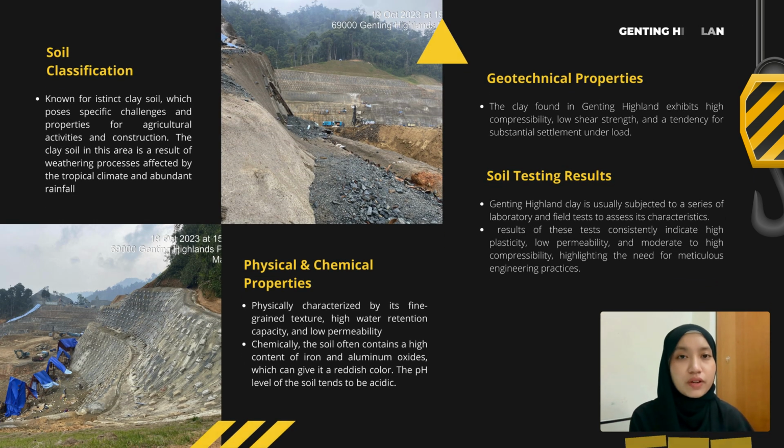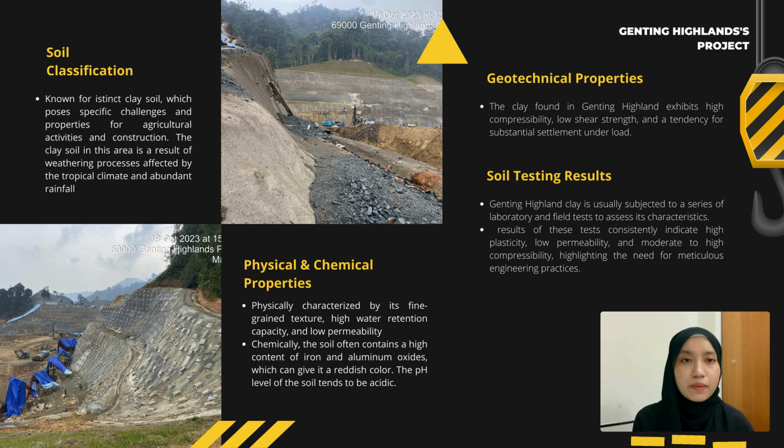Next, I will exemplify the type of soil and its properties for Genting Highland project. For soil classification, it is known for its clay soil which possesses specific challenges and properties for agricultural activities and construction. The clay soil in this area is a result of weathering processes affected by the tropical climate and abundant rainfall.